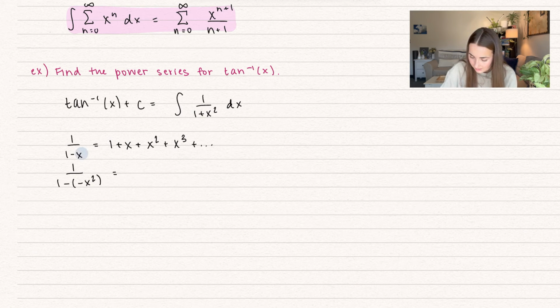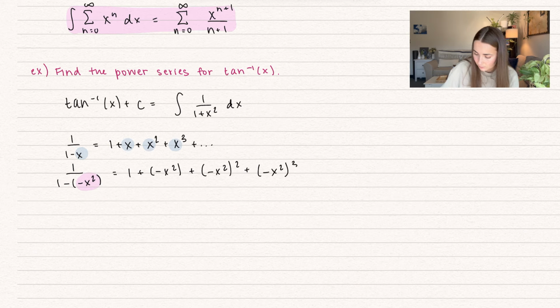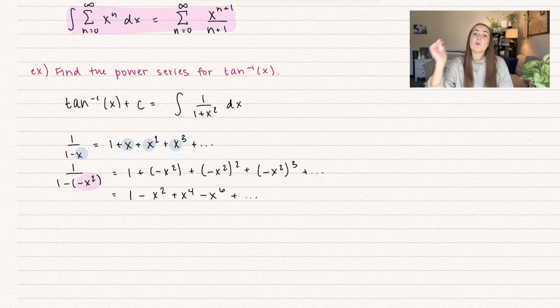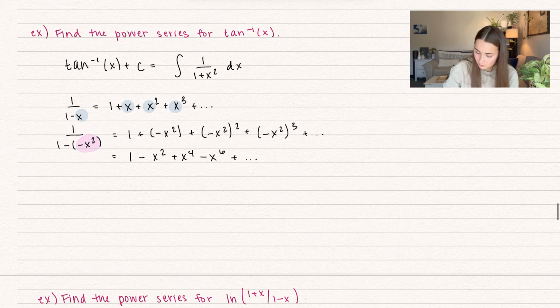So here x is all of these terms, and I'm just going to go ahead and replace all my x's with negative x squared, right? So 1 plus negative x squared plus negative x squared squared plus negative x squared cubed plus blah, blah, blah. This is equal to 1 minus x squared plus x to the power of 4 minus x to the power 6 plus blah, blah, blah. So let's go ahead and integrate this. Let's go ahead and just plug it in.